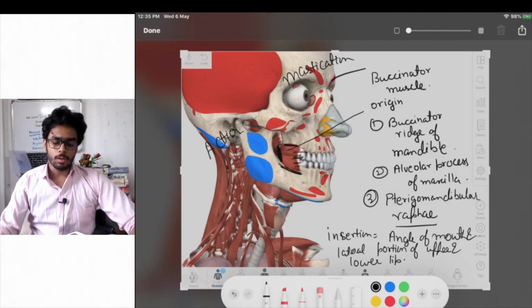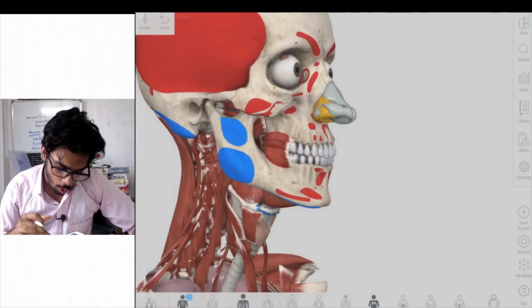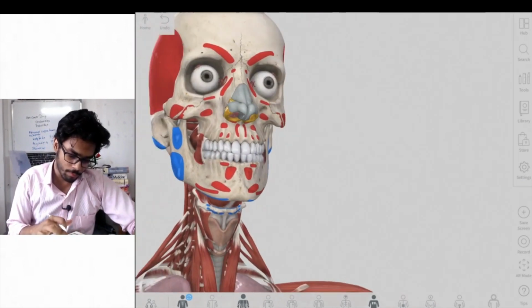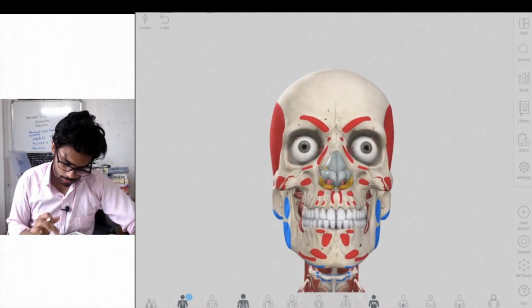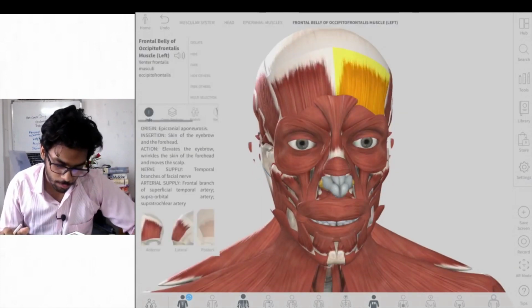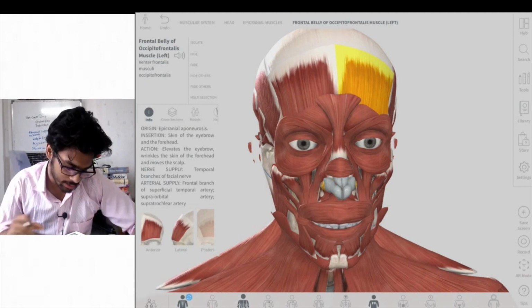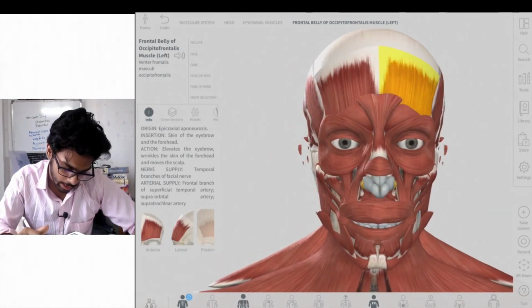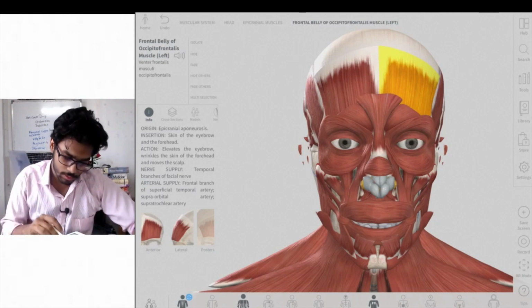So let's revise all the muscles which we studied now in this norma frontalis view. We will start from above. This was the frontalis muscle. What is the origin? Epicranial aponeurosis. What is the insertion? Skin of the eyebrows. And it helps in elevation of the eyebrows.